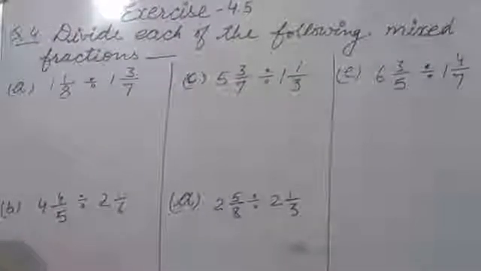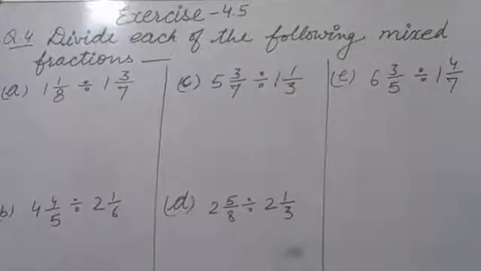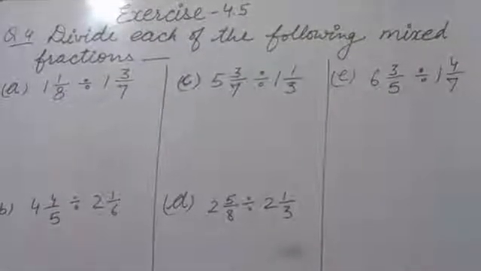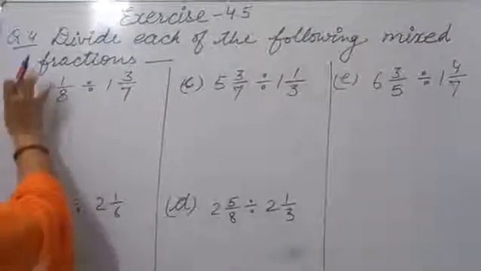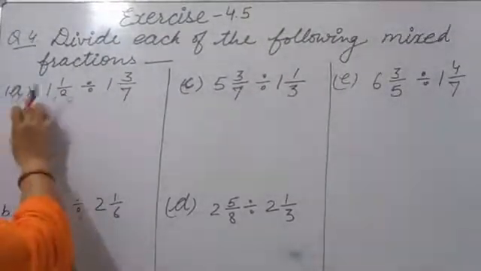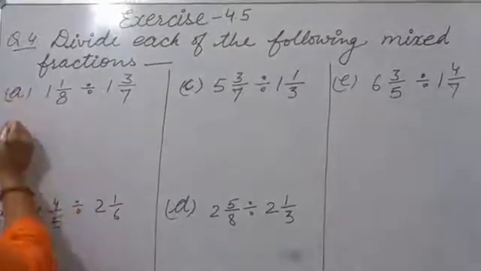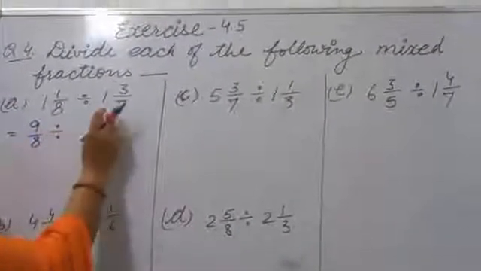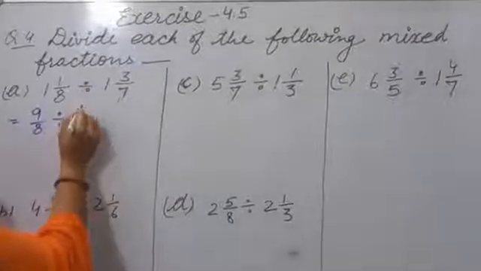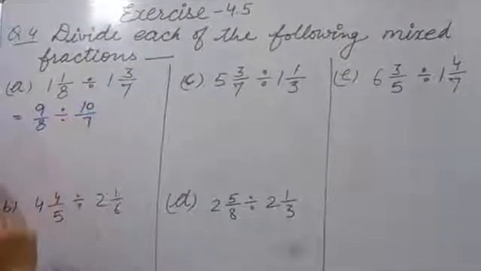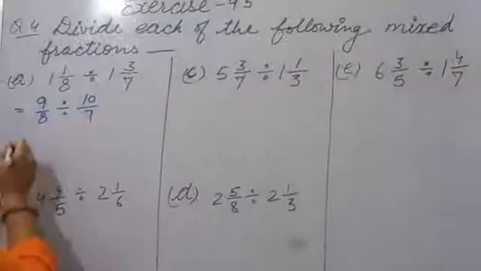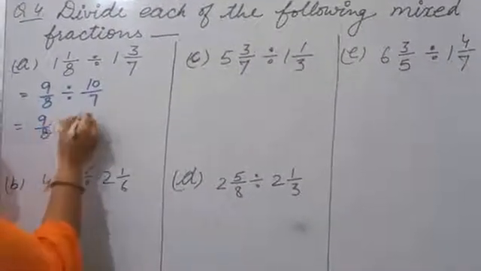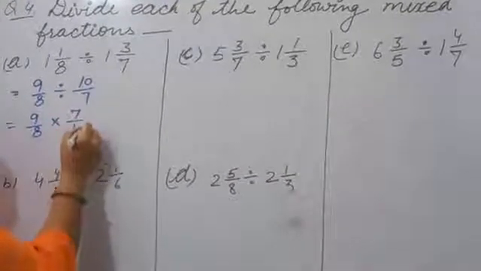So here A part, 1 whole 1 upon 8 divided by 1 whole 3 upon 7. So we divide it. Firstly we change it into improper fraction. 8 ones are 8 plus 1, 9. So 9 upon 8 divided by 7 ones are 7 plus 3, 10 upon 7. Now we change divide into multiply. So 9 upon 8 multiply by 7 upon 10.